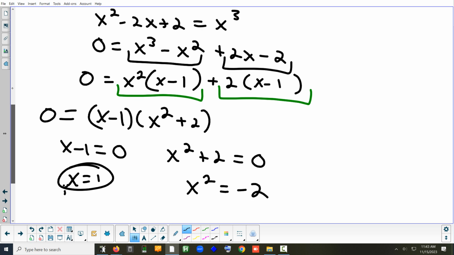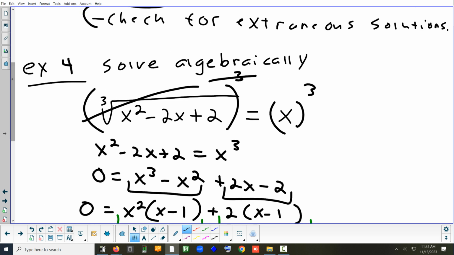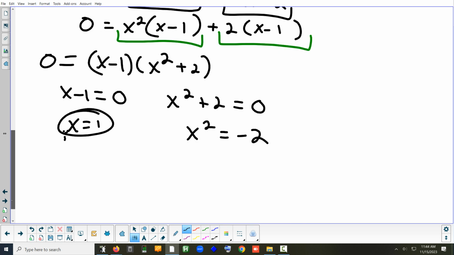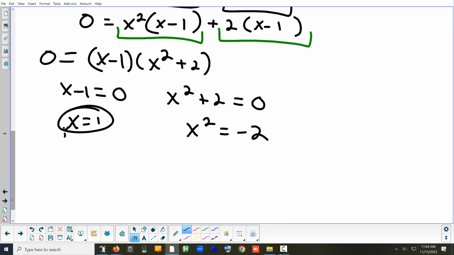Okay, let's check it. If we plug in 1, what's 1 squared? 1. What's 2 times 1? 2. And then plus 2. What's 1 minus 2 plus 2? 1. So we get a 1. What's the cube root of 1? 1. And we would just have 1 on the other side. So we get 1 equals 1, which means it worked. That's your answer. Any question on that?